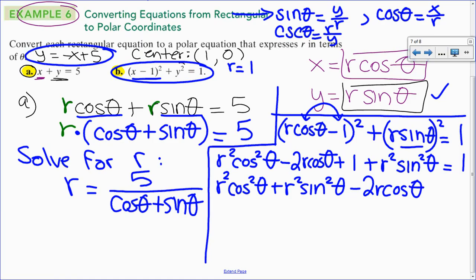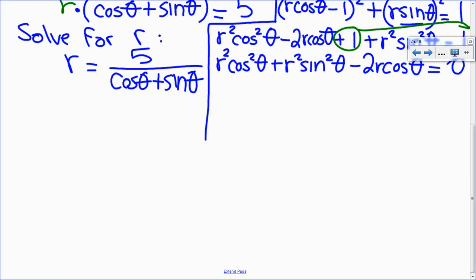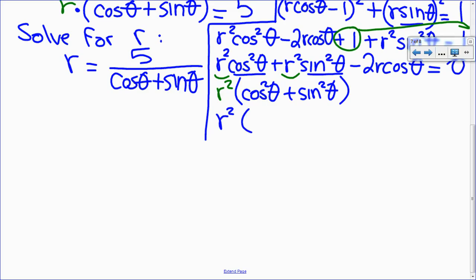And then I'm going to do something. What will happen if I take this plus 1 to the other side? Minus 1, right? So what is 1 minus 1? 0. So let's just take care of that now. Okay, so now right here you can see that they both have r squared. So we're going to factor out r squared. If we factor r squared, we will get cosine squared theta plus sine squared theta. And what is this equal to? What is the lifesaver, the one number that we all like? 1.